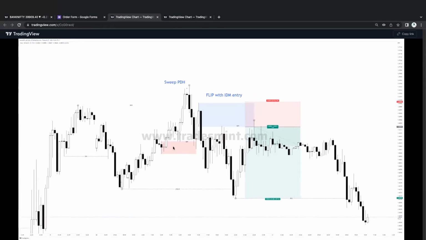Okay. Demand converts into supply. Perfect. Okay, this one is also next. Price taps here, gives a reaction and fails. So if price in the future comes back to the upside, then we can sell here. This is an inducement and this is our supply zone.